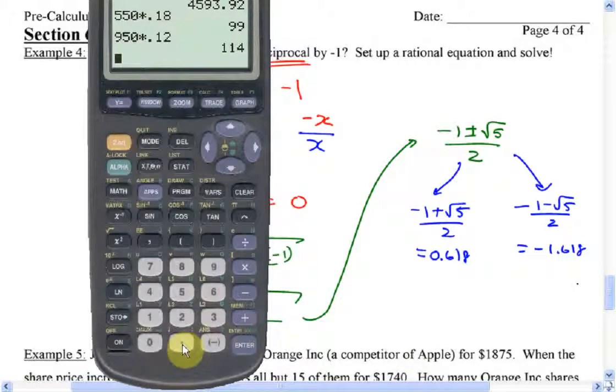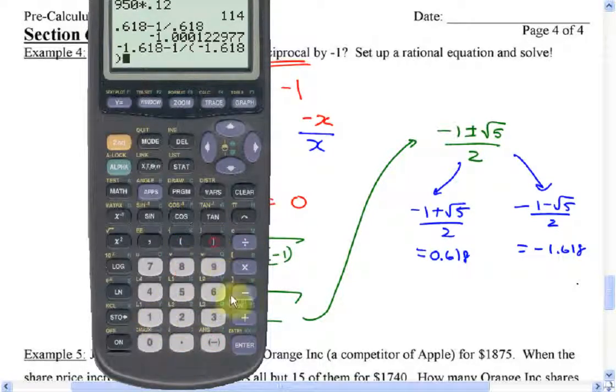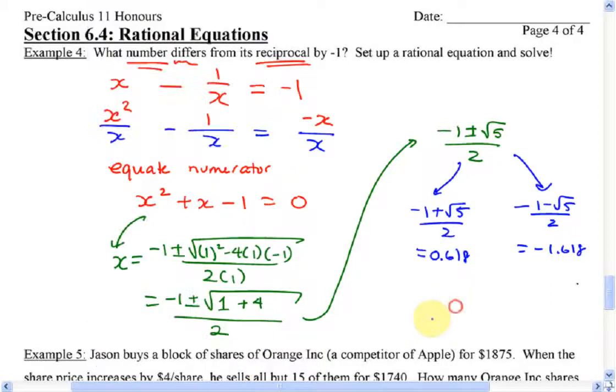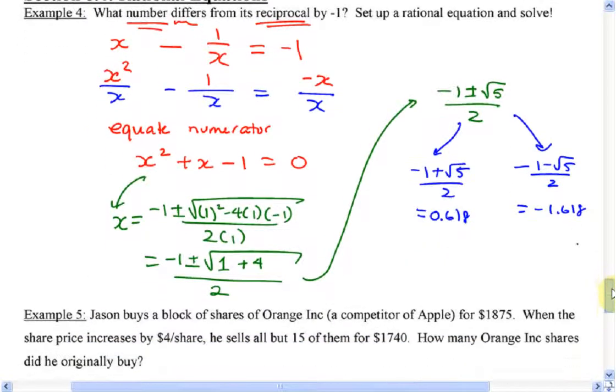So what I want to show you is this. Let's take 0.618 and subtract that from the reciprocal. What's 1 divided by 0.618? And what should I actually get as my final answer? -1. That's pretty close. That works. If I use the other value of -1.618 and do the same thing, subtract 1 divided by -1.618, once again I hope you get the answer of -1. That's pretty close to -1. You know you're good. Whenever you're solving equations like this, you can always plug your numbers back in to make sure your answer is correct.